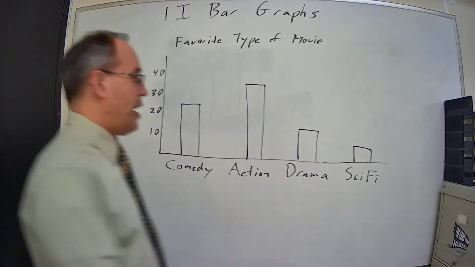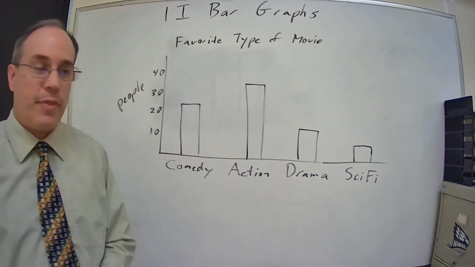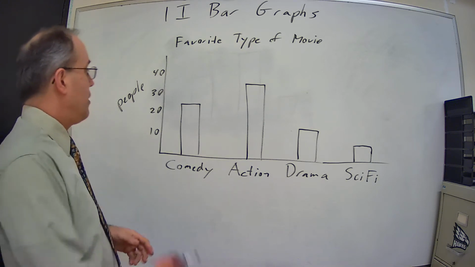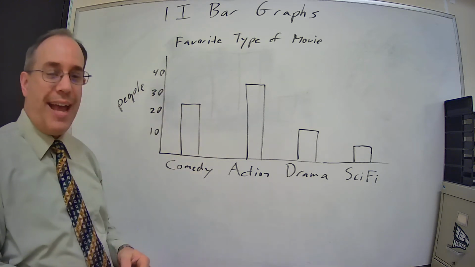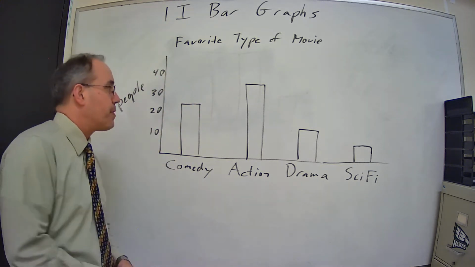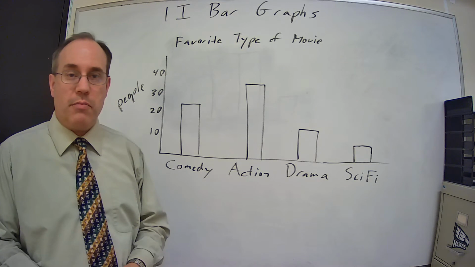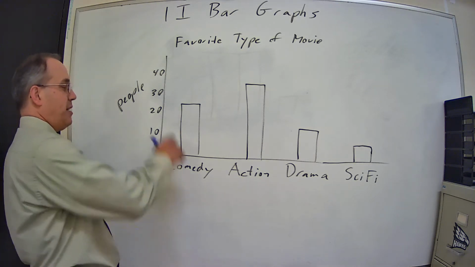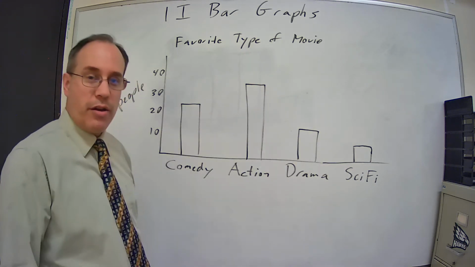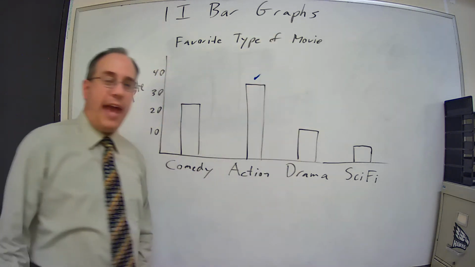So we have our bar graph. And just to make some of you happy, I will straighten out that bar just a little bit. So we have this bar graph representing people's favorite type of movie. Once we have this bar graph, we can start asking some questions and getting answers to them. One question we might ask is, of the people surveyed, what was their favorite type of movie? Well, looking at this, we see that the action bar is taller than any other bar. So the most popular type of movie? Action.